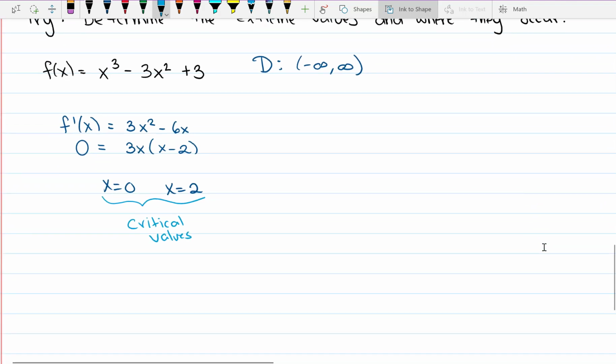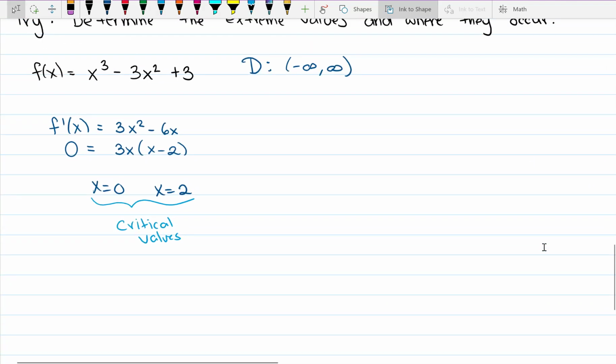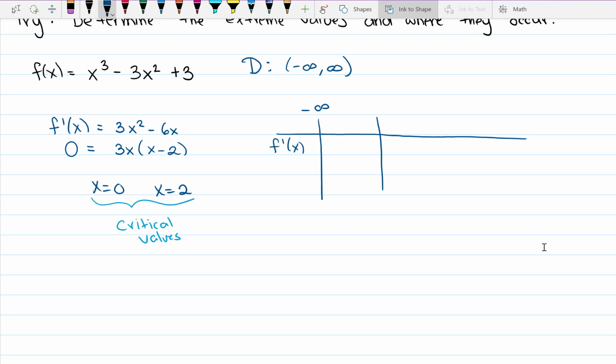And so what I need to do now is go ahead and make my sign chart. So I'm going to write f prime of x. Here I'm going to put negative infinity. Draw a big line. Here I'm going to put 0. Here I'm going to put 2. And here I'm going to put positive infinity. So what I need to do now is pick points in between. So I'm going to pick negative 1, 1, and 3.